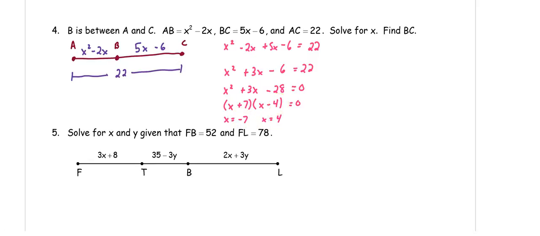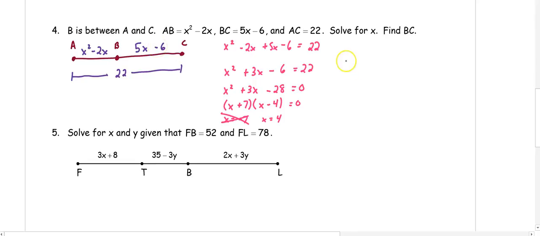Now, if I was to put a negative 7 into the length of BC, 5 times negative 7 is negative 35. Minus 6 is still a negative number. And remember, I can't have a negative side length. So negative 7 is not a solution. If I put 4, though, in, I get a positive number. So I can keep 4 as a solution.